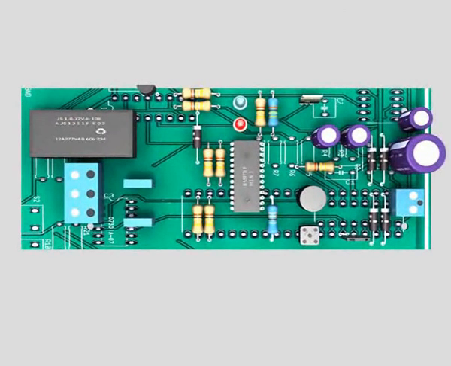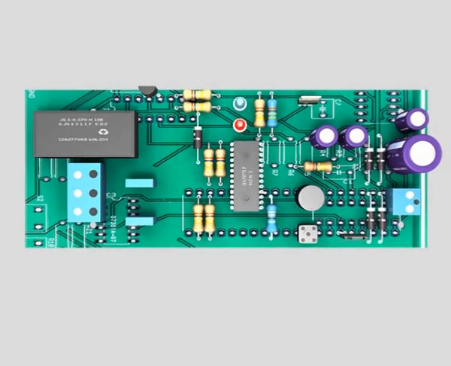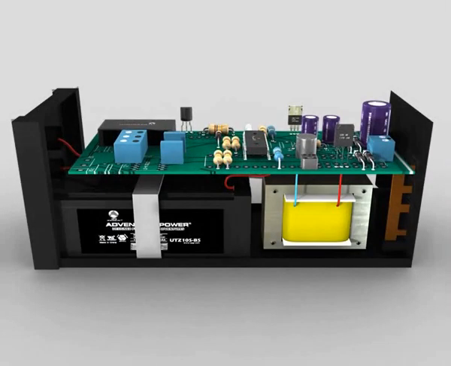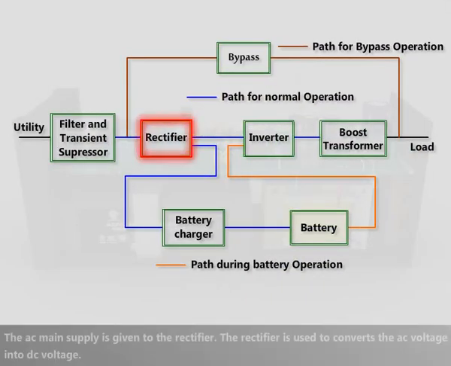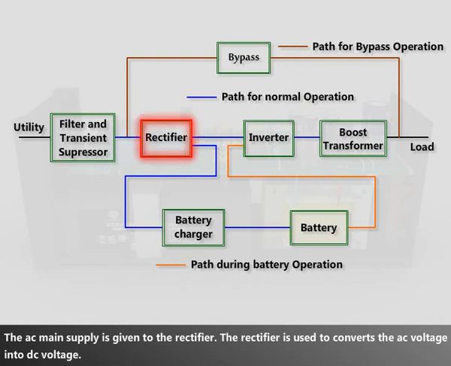This is the internal circuit board of UPS. The highlighted area is the rectifier section. This is the block diagram of UPS board. The AC main supply is given to the rectifier. The rectifier is used to convert the AC voltage into DC voltage.